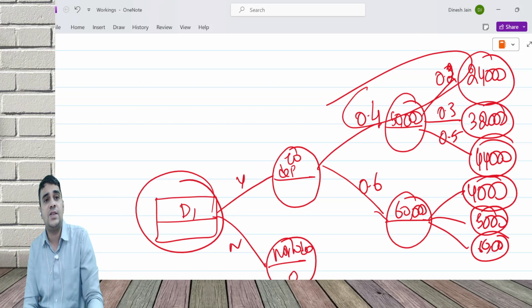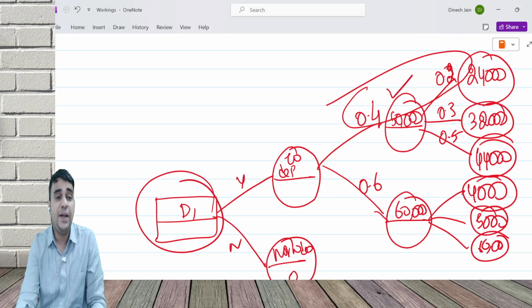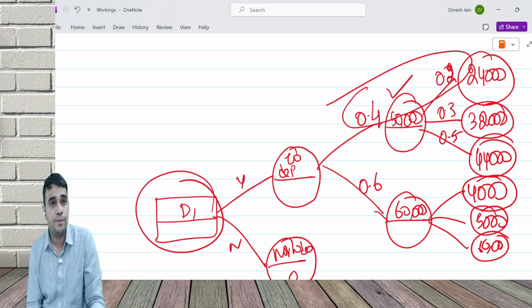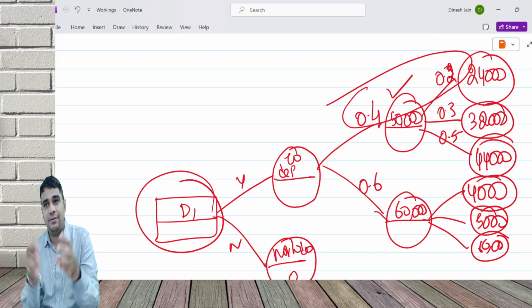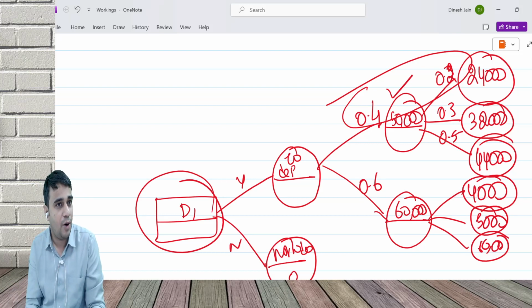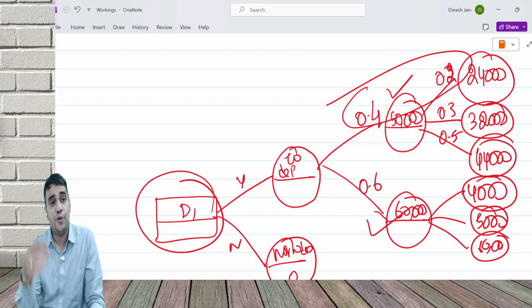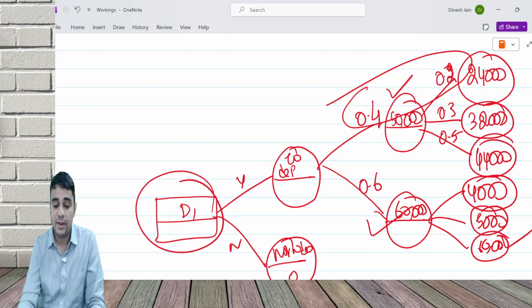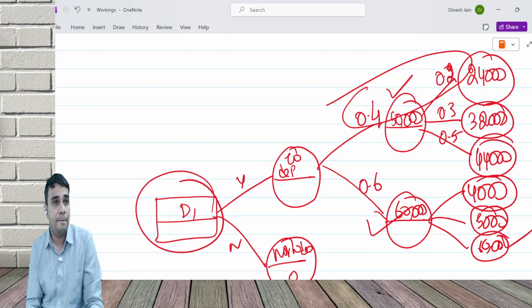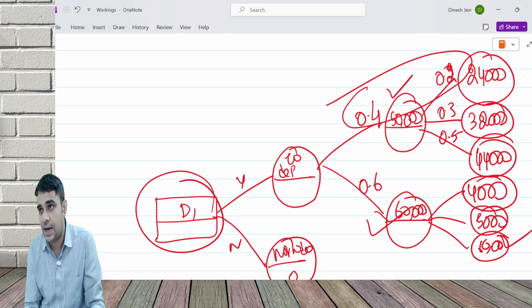Which is the lowest cash flow in year 1? 50. If 50 happens, which is the lowest in year 2? That is the worst outcome. Anyway, I can solve and get the answer, but I'm not solving it here. Which is the highest one in year 1? If you get 60, which is the highest? That is the best outcome. Worst outcome is the lowest cash flow. Best outcome is the highest cash flow.